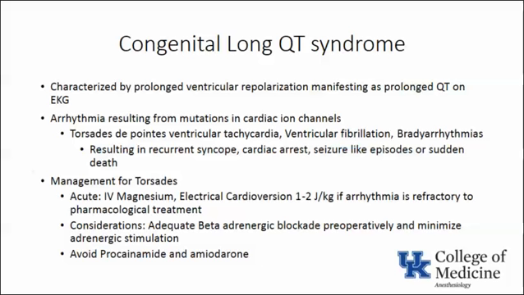These children could present with recurrent syncope, cardiac arrest, and seizure-like episodes, or even sudden death. How do you manage patients with QT syndrome who have torsades? In the acute phase, give IV magnesium. If that doesn't work, you can do cardioversion with 1 to 2 joules per kilo.